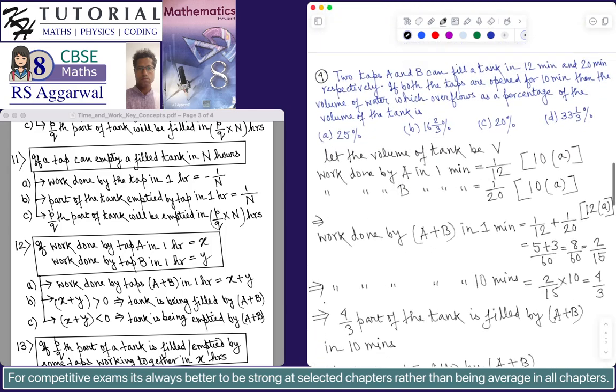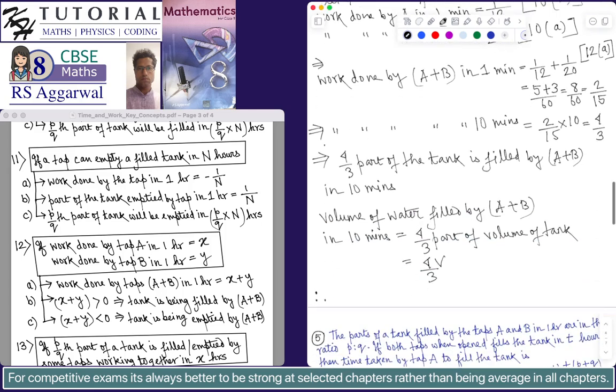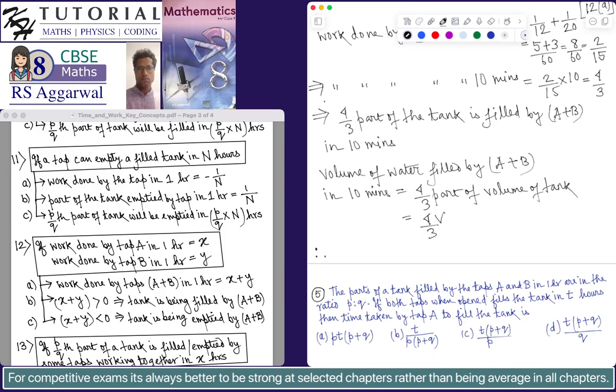So therefore, the question is asking the volume of water which overflows. The volume of water that overflows will be equal to the total volume of water that was filled by A plus B in 10 minutes, that is 4V by 3, minus the volume of the tank, that is V. This is equal to V by 3. So V by 3 is the volume of the water that overflows, where V is the volume of the tank.